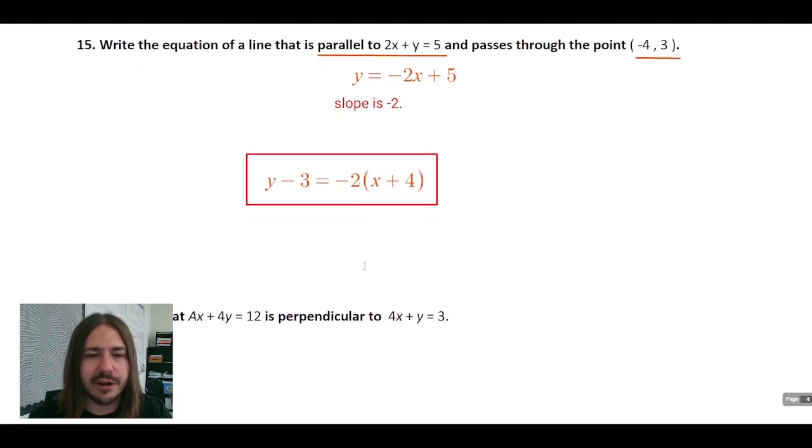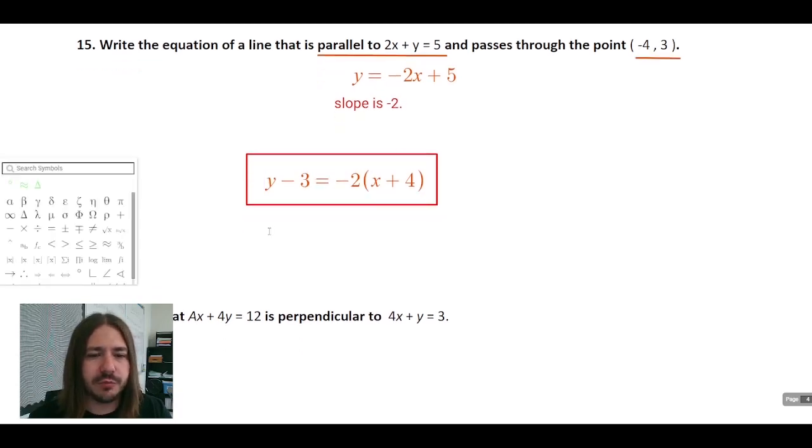So we've got that ready to go. Now, if you were to rewrite this in slope-intercept form, I'll just give you what that would be. It'd be negative 2x. Let's see, what would that be? Negative 8 plus 3 would be negative 5. You don't have to write it like that, but if you did and you're just trying to check to see if you got it right, this would also be correct.